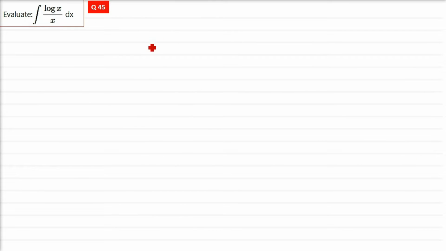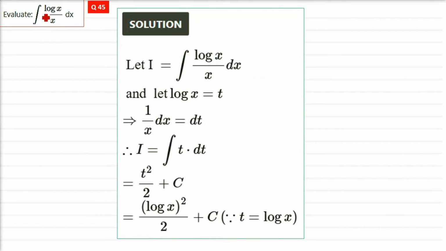Now log x by x, the integration of log x by x. Take t as log x, dx by x directly gives dt. You just have to integrate t, so t square by 2. t was taken as log x, so (log x) whole square by 2 plus a constant of integration.